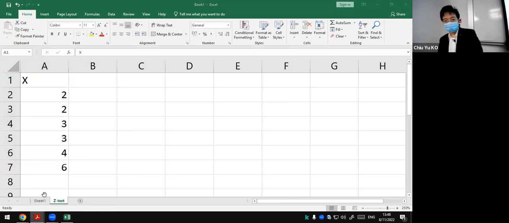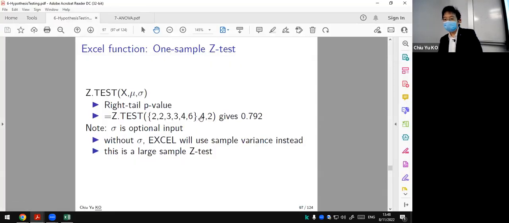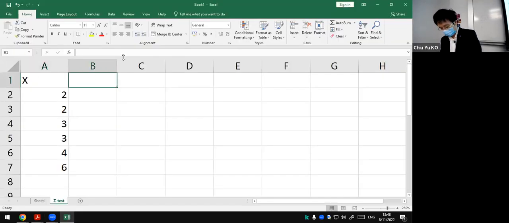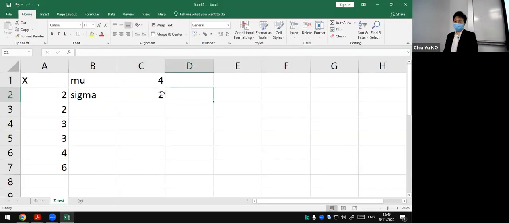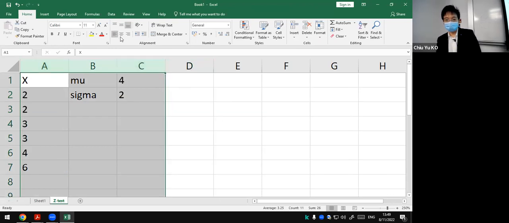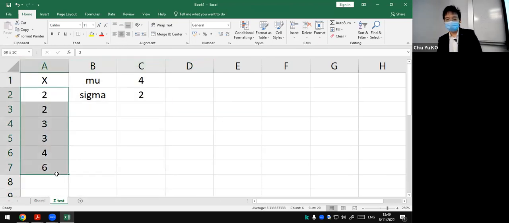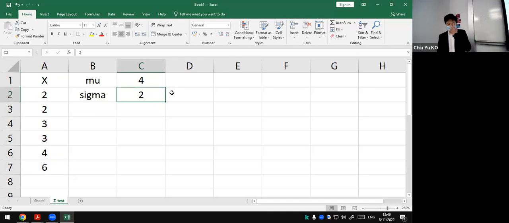And with the data, what we have is the null is 4, right? The sigma is 2. So mu is 4, we want to check. Sigma is what? It's 2. Okay, so this is what we want to do. Actually this is the data you are looking at, because this is what usually the data you would have. This is the data, and this is the hypothesis. This is someone giving you the sigma.